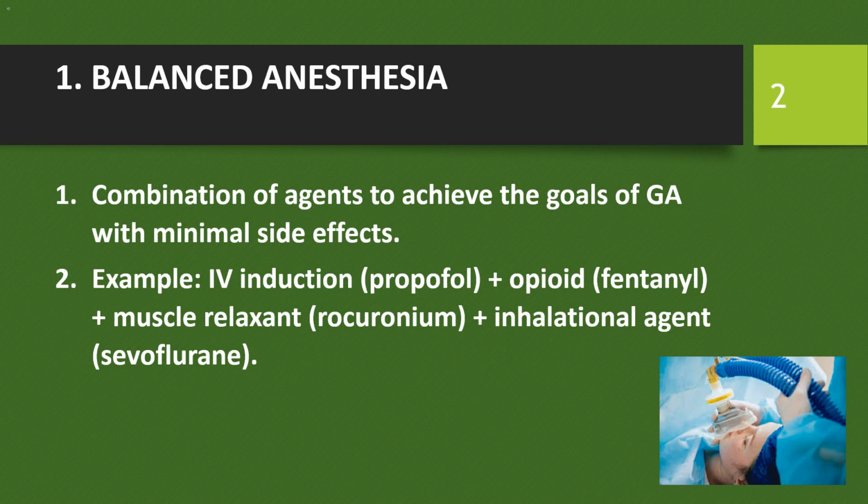Advanced techniques of general anesthesia. 1. Balanced anesthesia. 1. Combination of agents. Balanced anesthesia involves using multiple agents to achieve the goals of general anesthesia while minimizing side effects. 2. Example: IV induction with propofol, plus opioid fentanyl, plus muscle relaxant rocuronium, plus inhalational agent sevoflurane. This combination provides a balanced approach to anesthesia, utilizing the benefits of each agent.